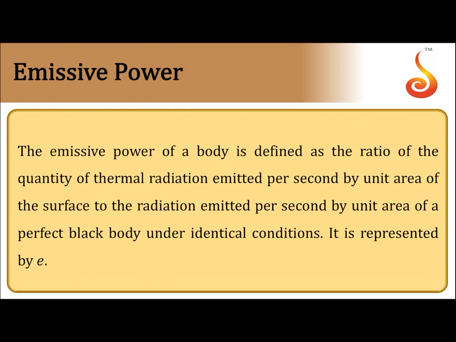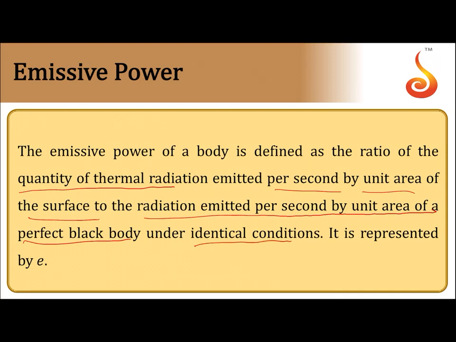Then coming to the concept of emissive power, emissive power of a body is defined as the ratio of the quantity of thermal radiation emitted per second by unit area of the surface to the radiation emitted per second by unit area of a perfect black body. If you take the ratio of radiation emitted per unit area per unit time of a body to that of a perfect black body under identical conditions, that means under the same temperature, then the ratio is called emissive power. It is denoted by E.